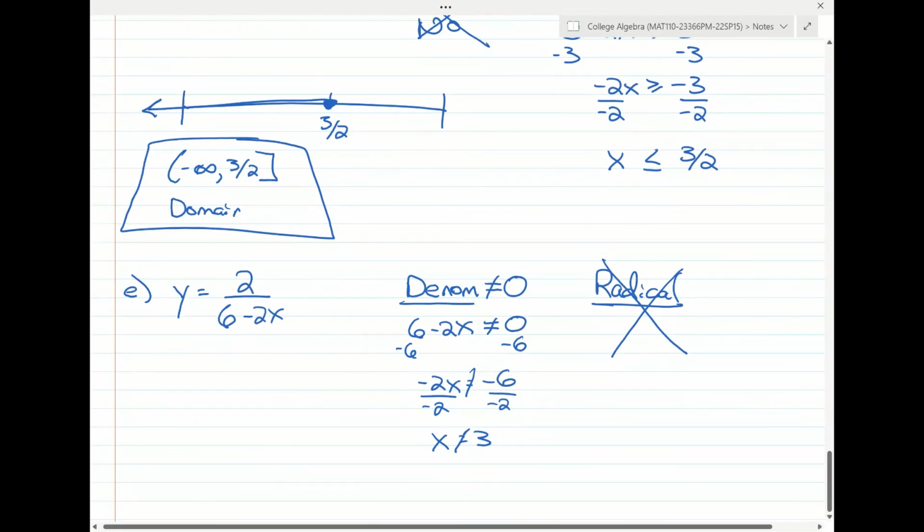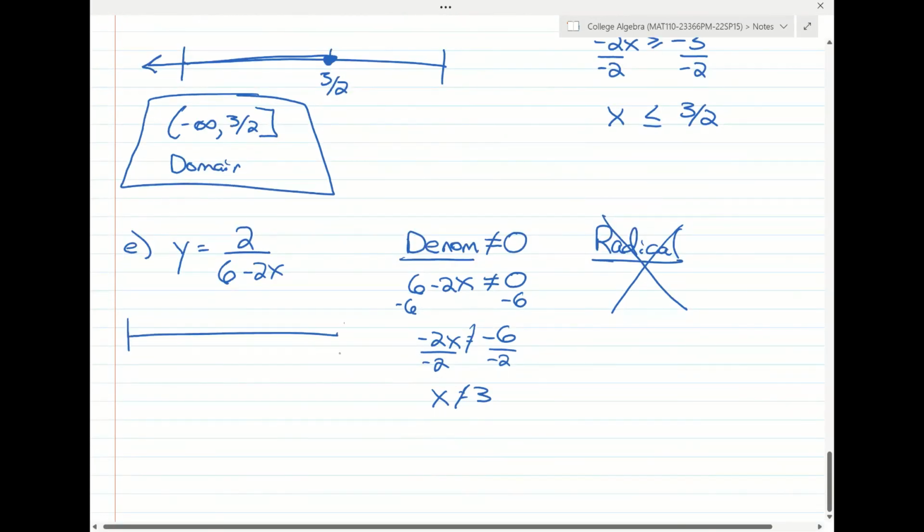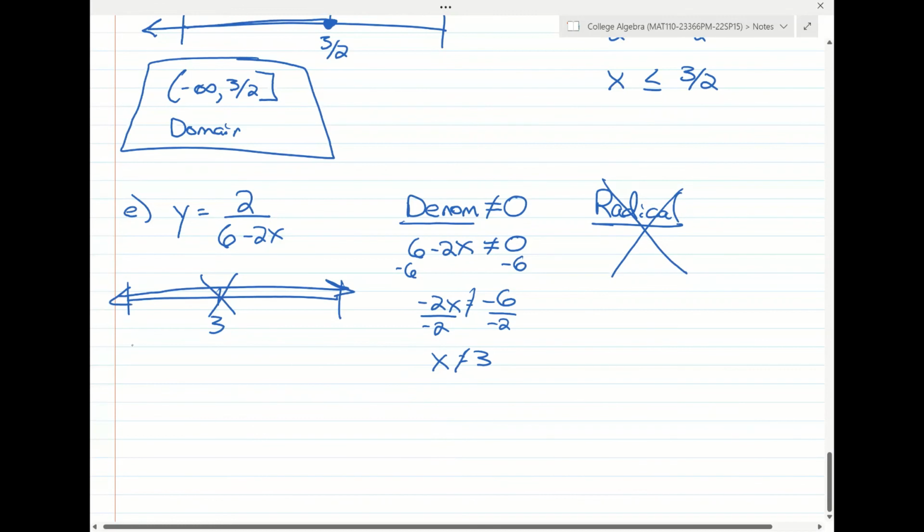The way that we write this on a number line, here's 3. You could pick any number you want, except you can't use 3. So the way that we say that is from negative infinity to 3, and union with from 3 to positive infinity.